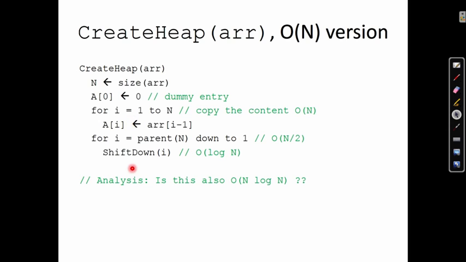Correct? Then I have another for loop that starts from the parent of the last leaf, which is the index n divided by 2. Start from the parent of the last leaf, and then go backwards to the root. And then for each of these indices, call shift down.